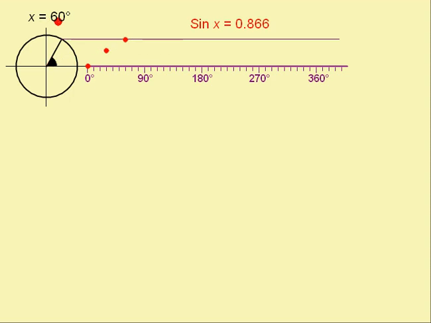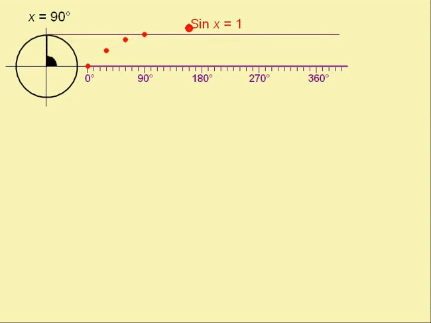Now x has increased to 60 degrees. In the same way, we get the height here, which is actually 0.866, and we plot it on the graph at 60 degrees. When x is 90, we can see that sin x is this distance here, which reaches the edge of the circle. Remember, the circle's got a radius of 1, so that makes it 1. And again, we plot this on the graph.